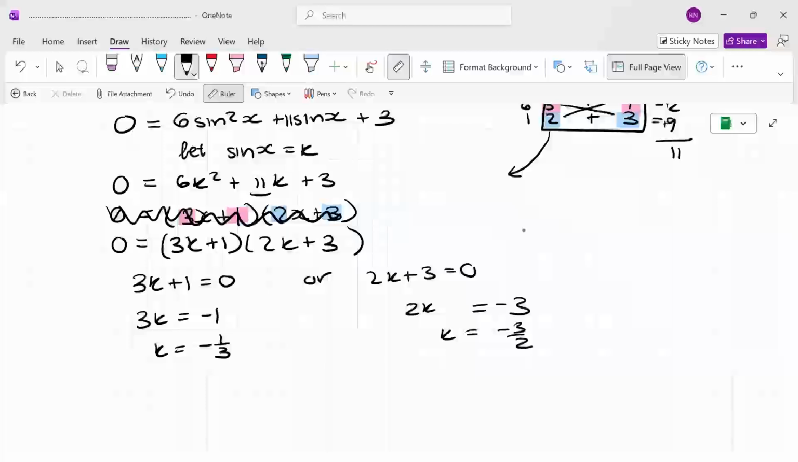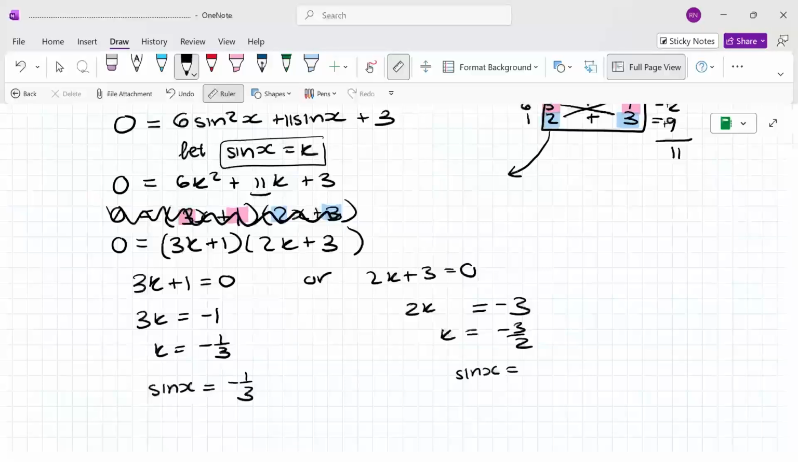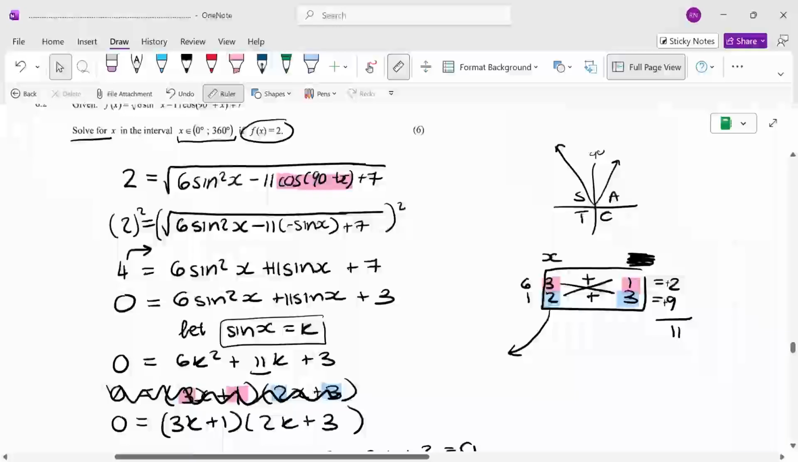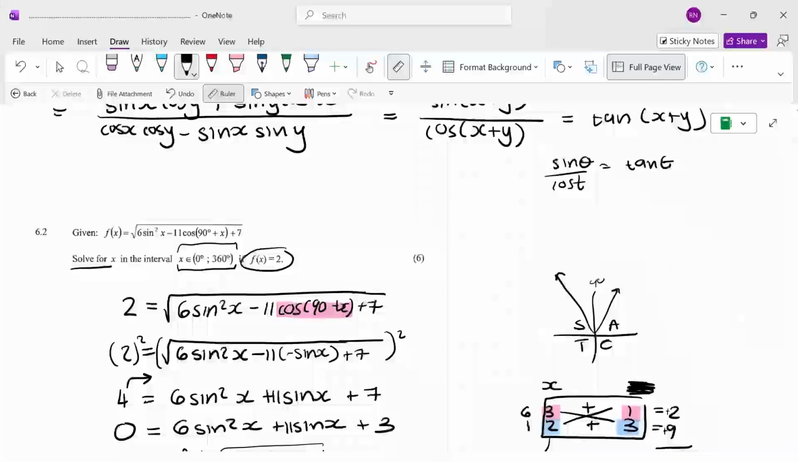And now we can substitute back in our sine. So remember we said let sine x equal k. Now we'll get sine x is equal to minus 1 over 3, or sine x is equal to minus 3 over 2. Now we are asked to solve for specific values of x within this interval. So we're looking for specific values of x. So this turns into a general solution question, right?